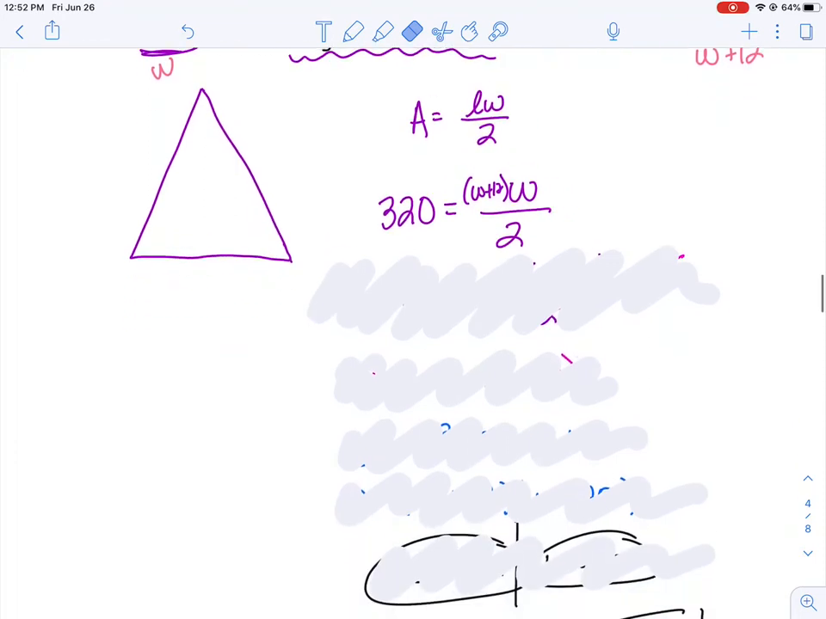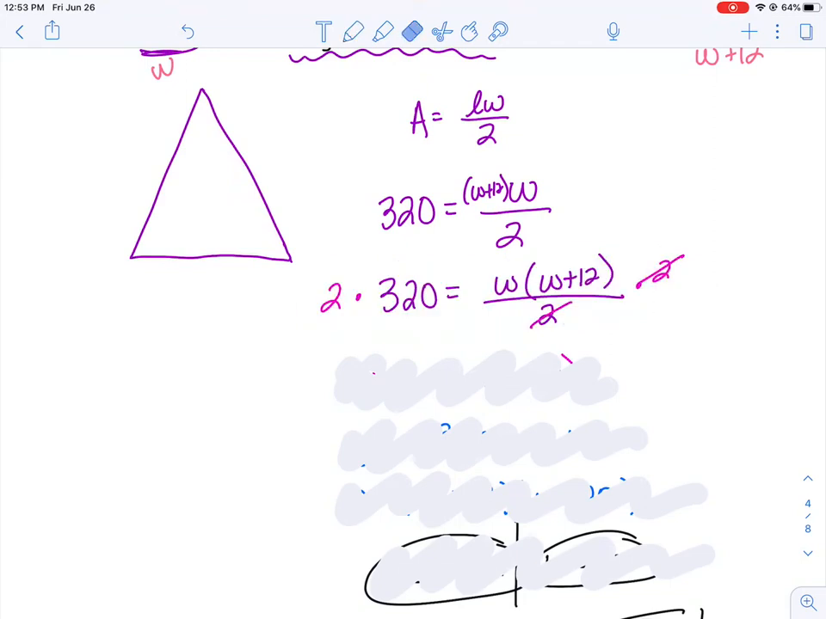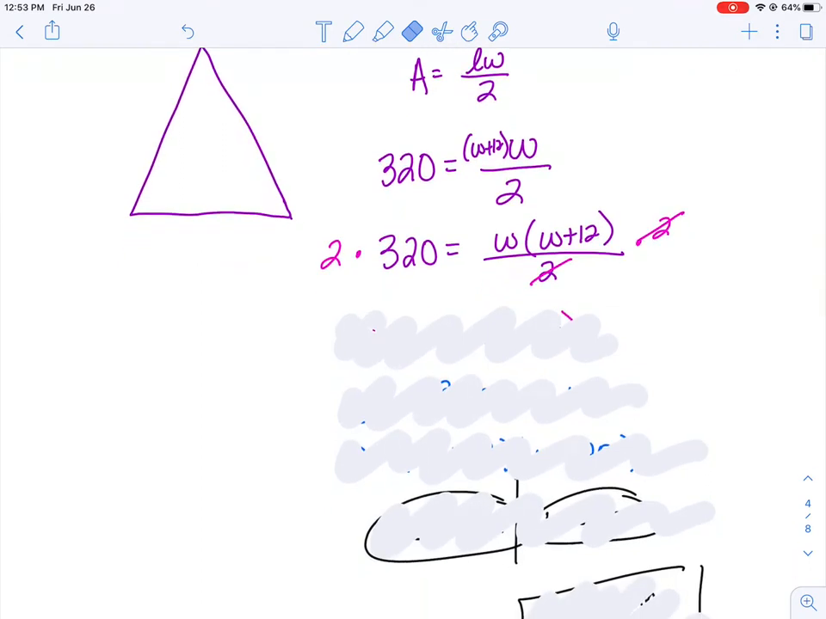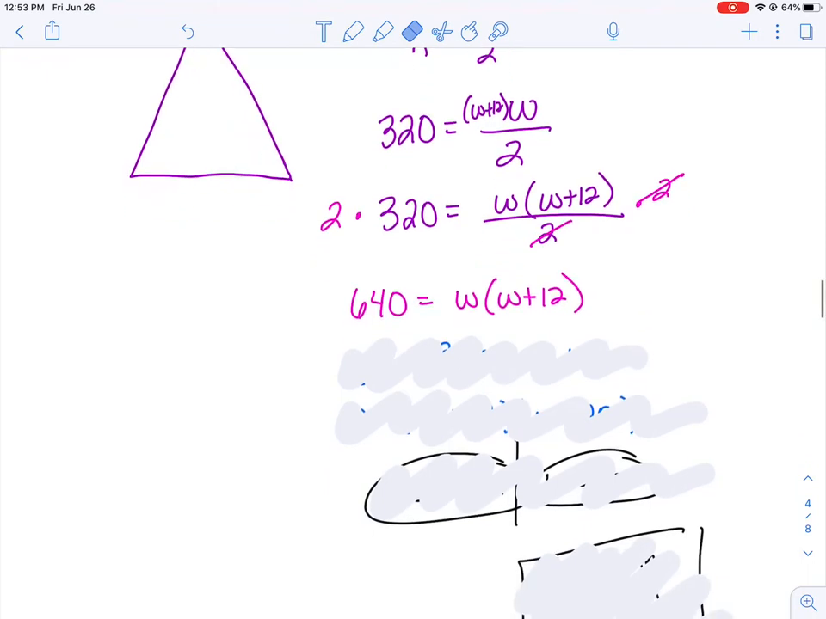All right, this formula looks kind of ugly, right? I don't know about you, but I prefer to get that 2 off the denominator. So what I'm going to do is I'm going to multiply both sides by 2 so that I can get rid of that denominator. Making sure that I multiply both sides by 2 to keep the equation balanced. The 2 on the right side in the numerator and the 2 in the denominator reduce each other. So on that right side, you should just be left with that W times W plus 12. On the left side, when I multiply by 2, 2 times 320 is 640.